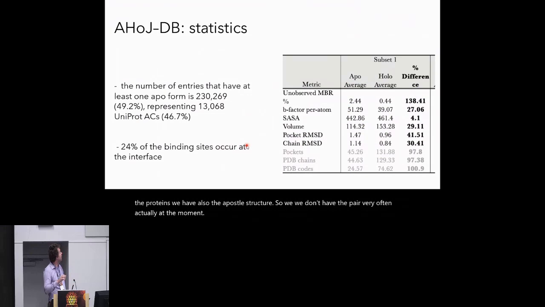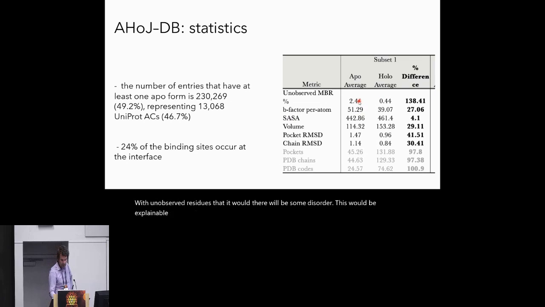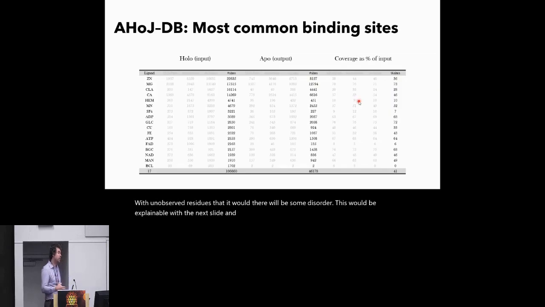And a lot of the binding sites are on the interfaces, either of the interchain, if you have a multi-chain protein, but also in between proteins. This would be then more difficult to classify in the AlphaFold cases I will talk about. And then you can look at some sort of statistics, and you would see, for example, that the apo structures are much more likely to have the binding sites with unobserved residues, that there will be some disorder. This would be explainable with the next slide, and something which Janet was talking about in the morning.